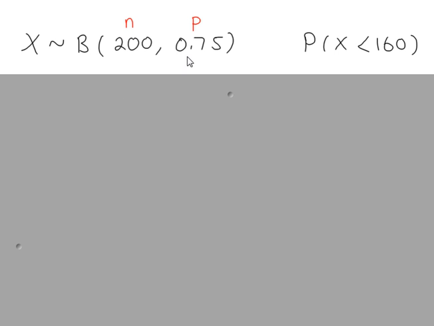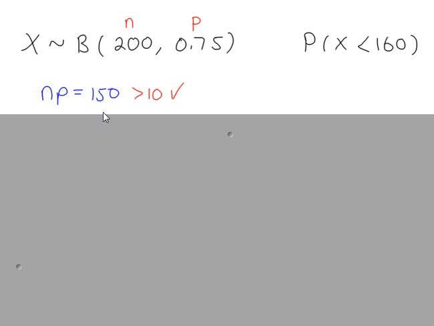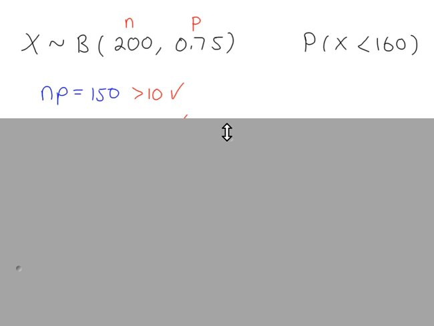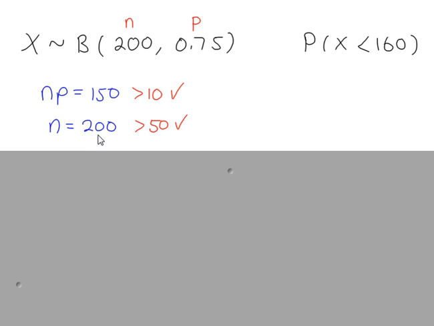So if we multiply n and p together to work out the mean of the binomial, we get 150. This value is more than 10, so the first condition is met. N is large, 200 is more than 50, so the second condition is met.